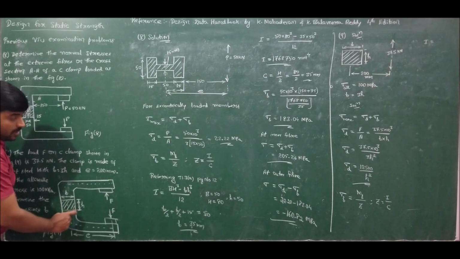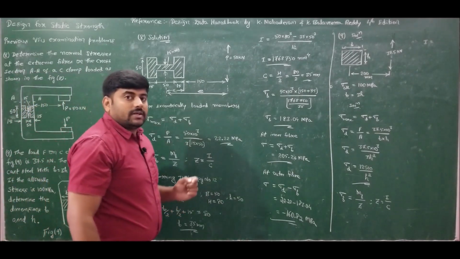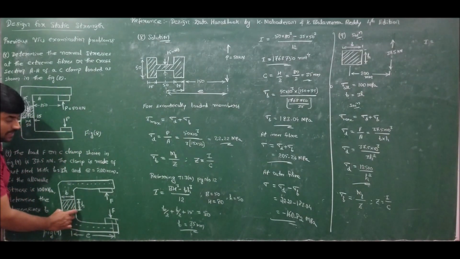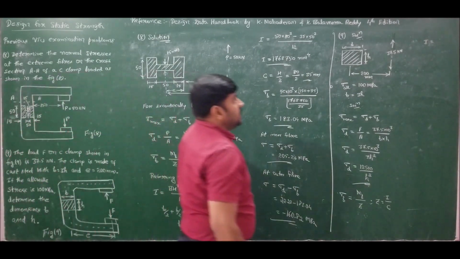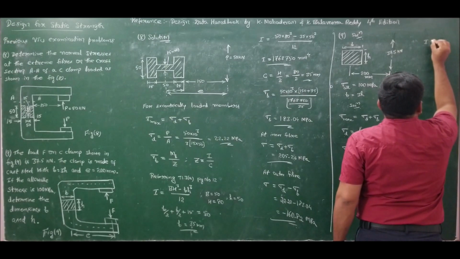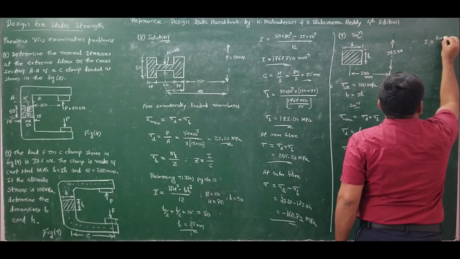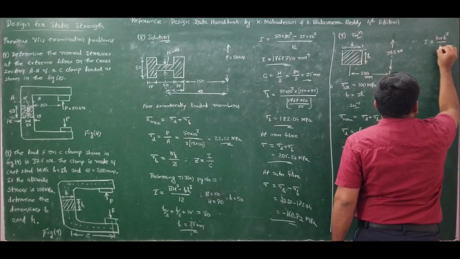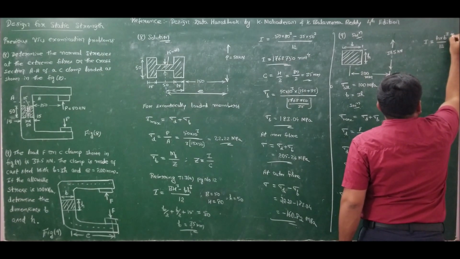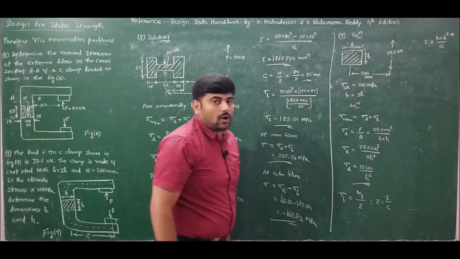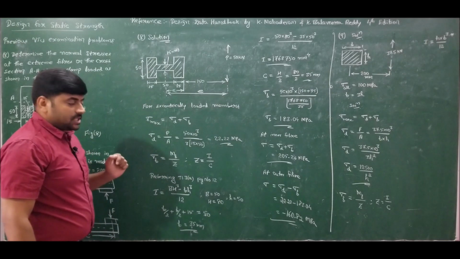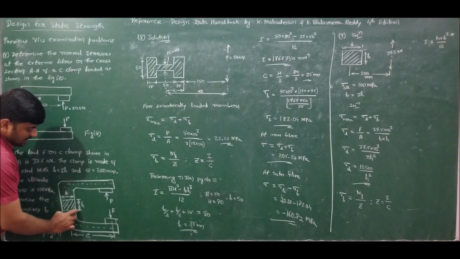HB cube by 12, because the actual formula is BD cube by 12, where D is the depth of the section. So here the depth of the section is replaced by B. Hence BD cube by 12 should be written as H into B cube by 12. This is very very important. If you take it as BH cube by 12, you will get the wrong answer, because depth of this C clamp is not H, depth of this C clamp is B.